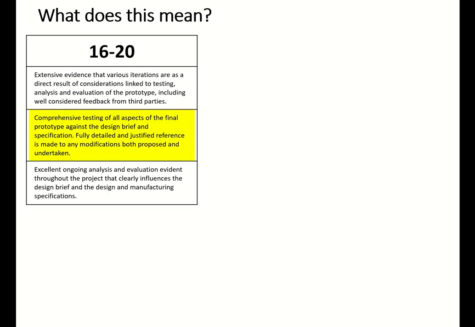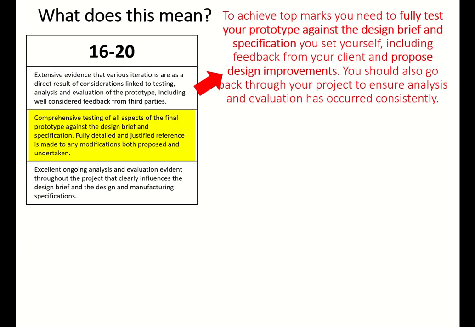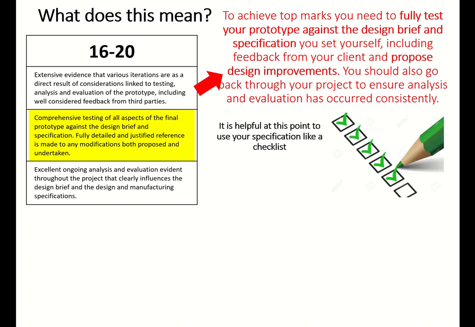If you haven't got that, go back and work it in. But let's focus on this middle section. What does that mean in plain English? So you've basically got to fully test your prototype against your design brief and specification, and then get feedback from your client and propose design improvements. That's basically it. Okay. Now, if you've just got a checklist, that's really useful. But if you say you've met everything, that's not brilliant. Okay. That tells me you haven't really thoroughly evaluated.